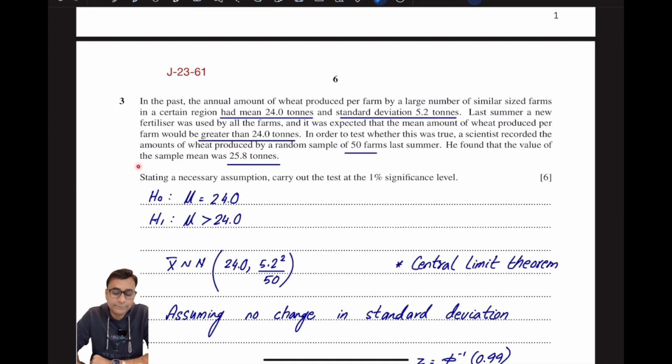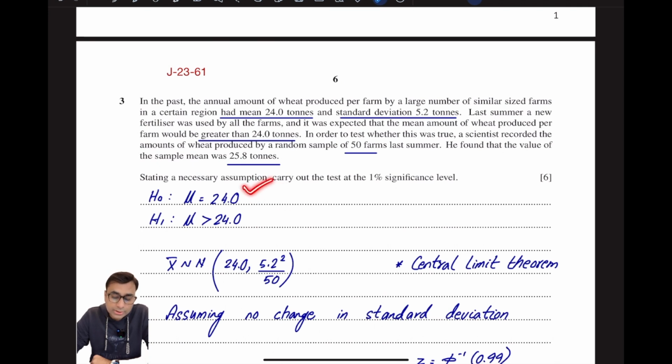He found out the value of the sample mean was 25.8 tons. So this is my test value. With stating the necessary assumption, I have to carry out the test at the 1% significance level. So since we are looking for the increase in the mean value, my H0 null hypothesis would be mean is equal to 24.0 and H1 would be mean is greater than 24.0.